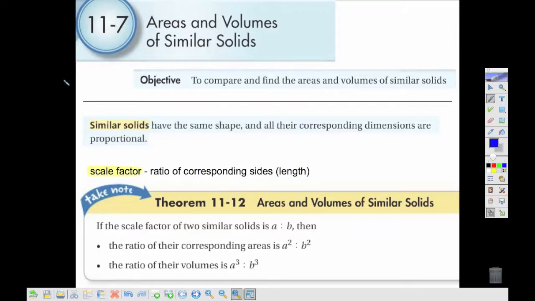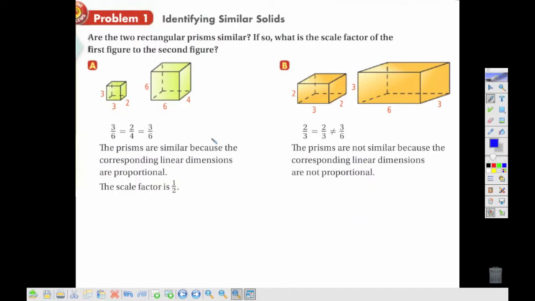In this section, we'll be looking at the proportions between areas and volumes of similar solids. Earlier we looked at the ratios between areas and scale factor, and notice that's what we're starting with. If we look at the ratio of areas based on the scale factor, we just square it. Well, volumes, we're going to cube it. Remember that scale factor is always about the ratio of the side lengths, whereas the ratio of the areas would be about area and the volumes about their volume.